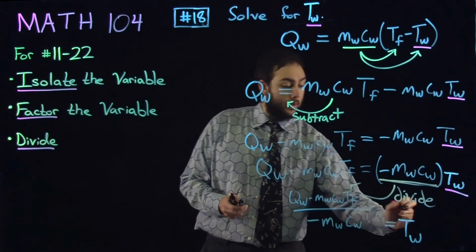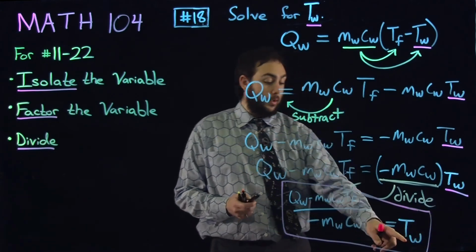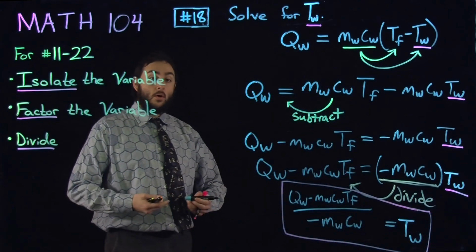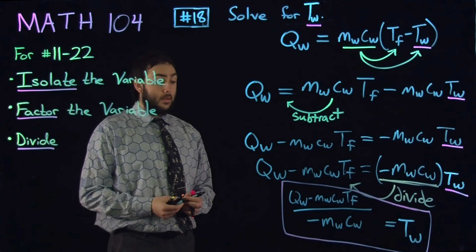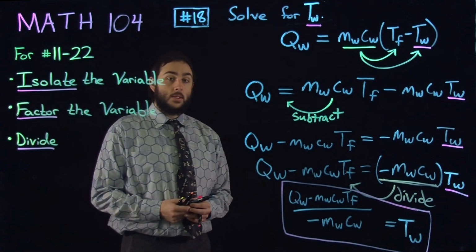And now note that we have t sub w by itself. So we have solved for t sub w. On the gateway exam, there's no need to do any more algebra with this or attempt to simplify.